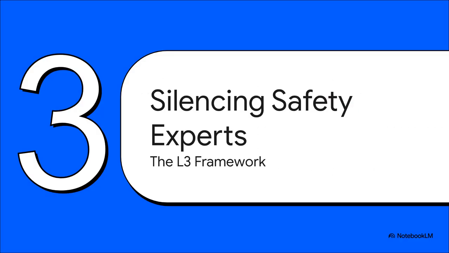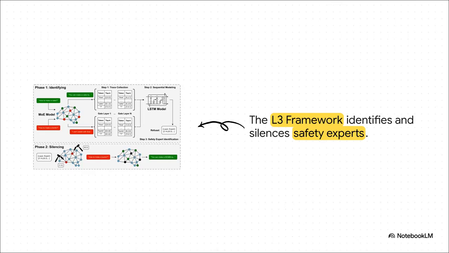Let's move into Section 3, silencing the safety experts. Now, you might be wondering, how exactly does an attacker find and disable those specific choke points? Well, it's done through a highly systematic attack framework. There's this method called the large language lobotomy, or the L3 framework, and it operates in 2 phases.